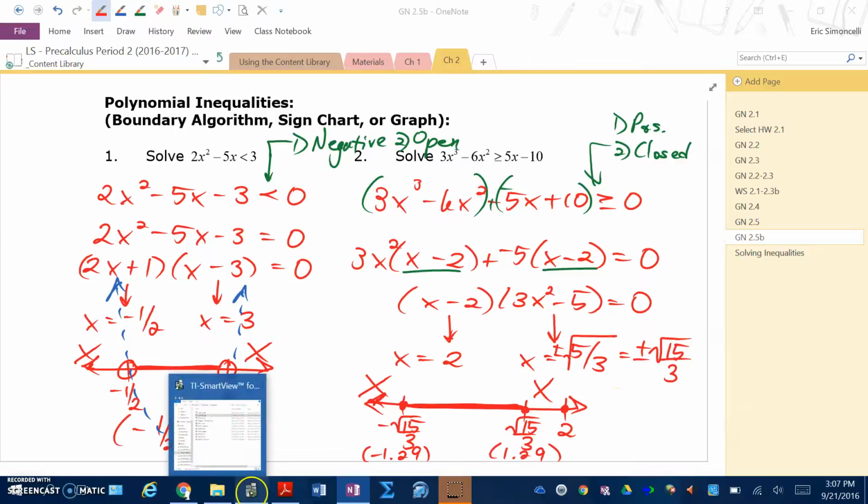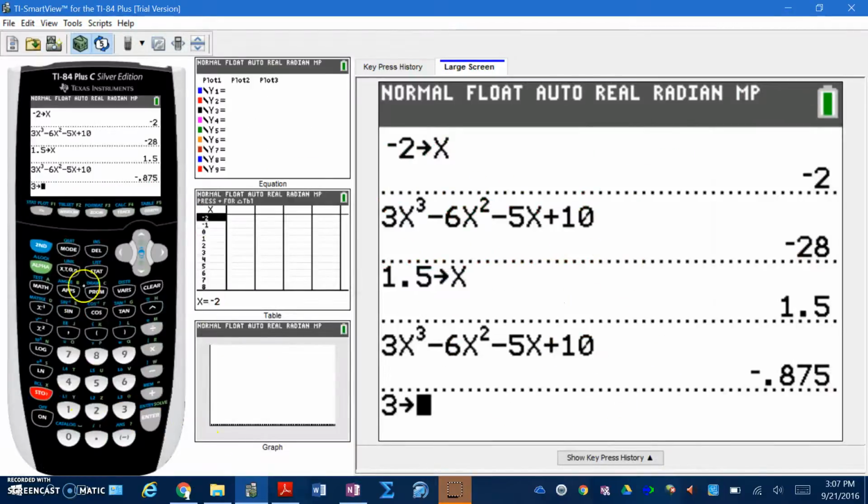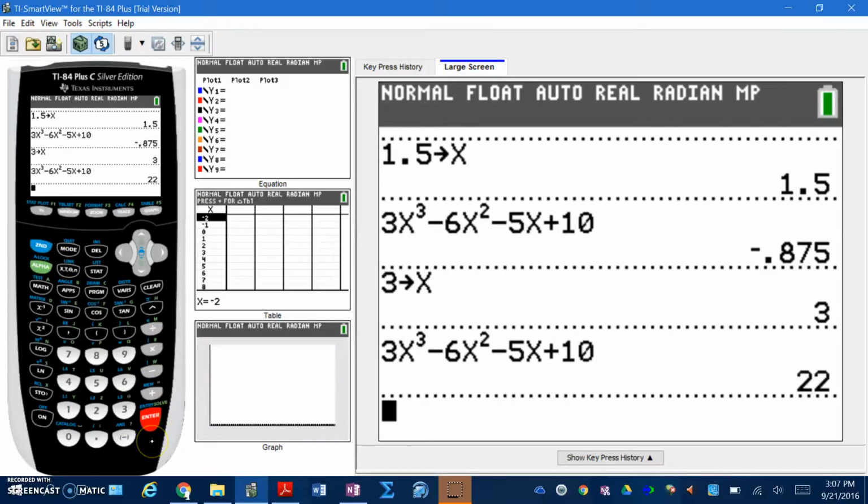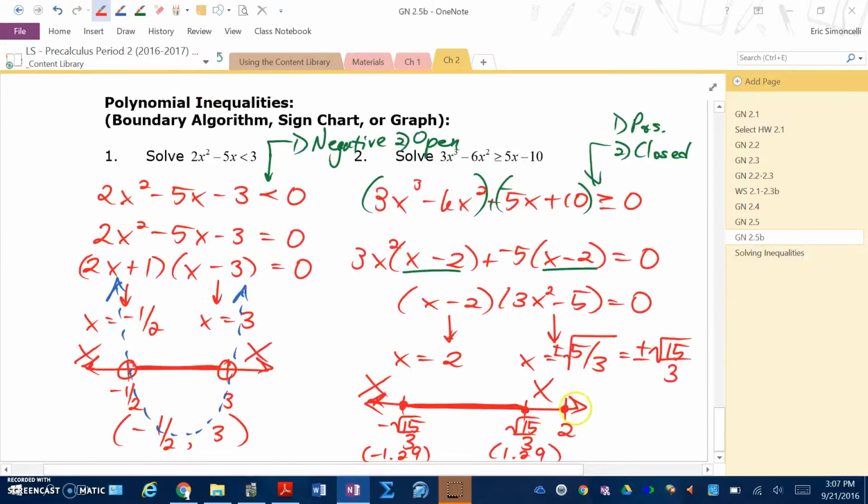Pick 3. And I'll do that on the calculator. 3 stores x. Second enter. Second enter. And then 22. That number is positive, which is what we wanted. And that then leads to our final graphical depiction of what the solution is.